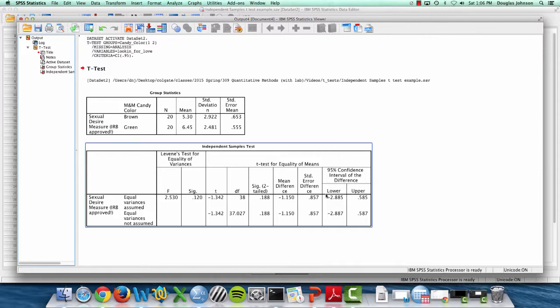If you want to produce a confidence interval, I encourage you to do so. It's already done for you here. As you know, the negative t is simply there because of what we decided to call group 1 and group 2. It just means that the mean for the brown was less than the mean for the green. If we had switched the order of those, we'd have a positive t. So we don't really worry about the sign of the t. We care about its statistical significance.